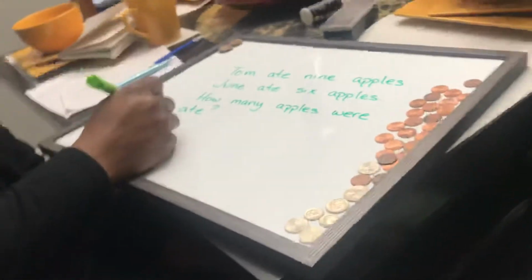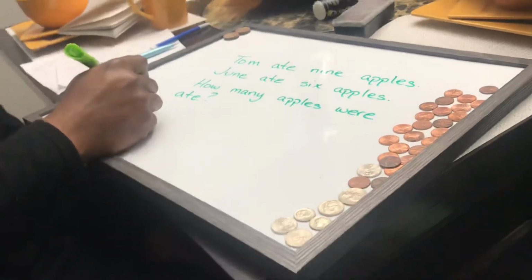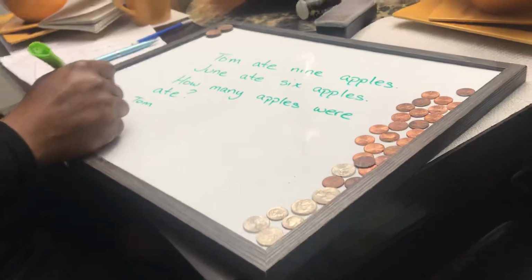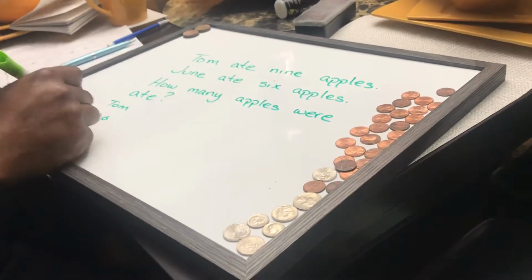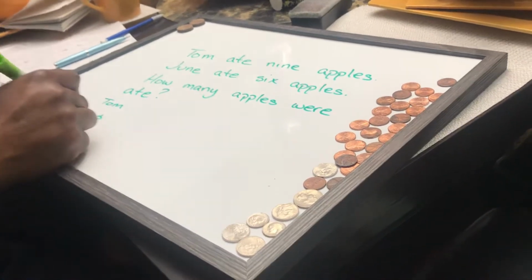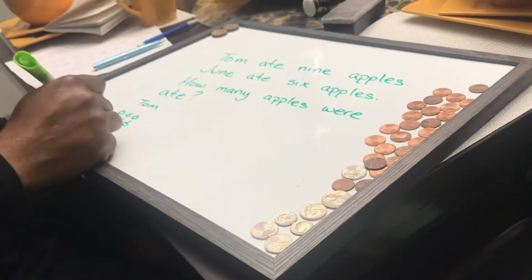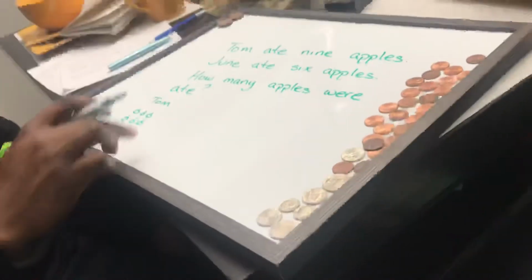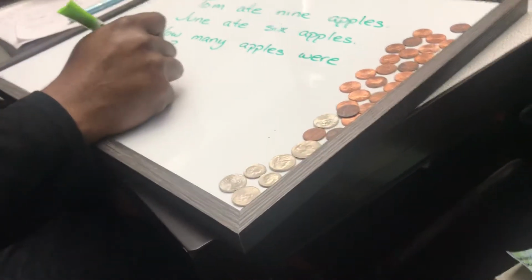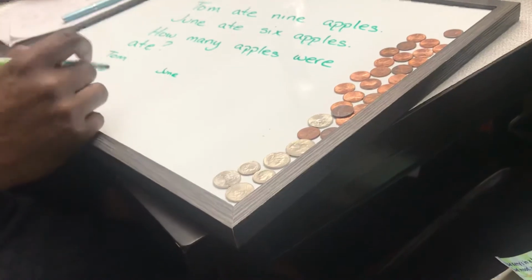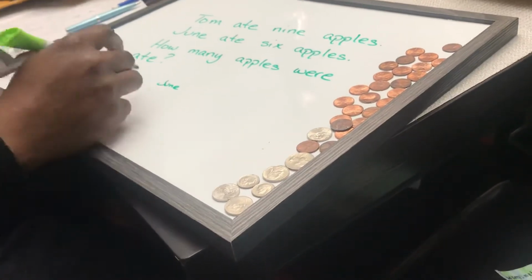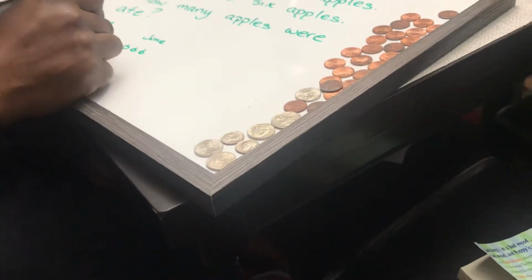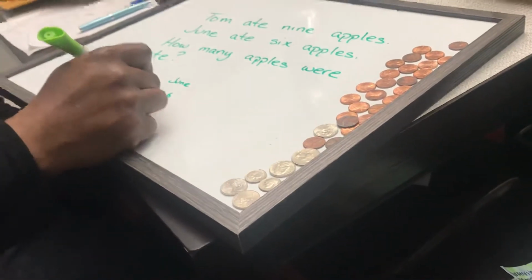So if Tom ate 9 apples, then I'm going to draw 9 apples for Tom, right? So I will write Tom here, and then I'm going to draw 9 apples. 1, 2, 3, 4, 5, 6, 7, 8, 9. So Tom has 9 apples. Now June, I'm going to write June here. June ate 6 apples. So I'm going to do the exact same thing. I'm going to draw 6. 1, 2, 3, 4, 5, 6.